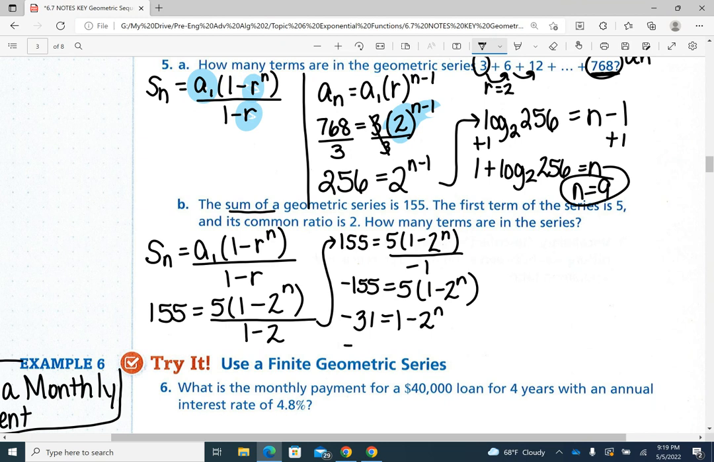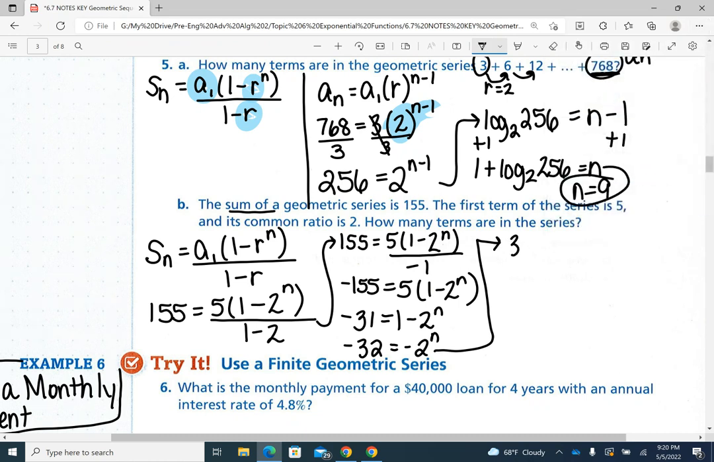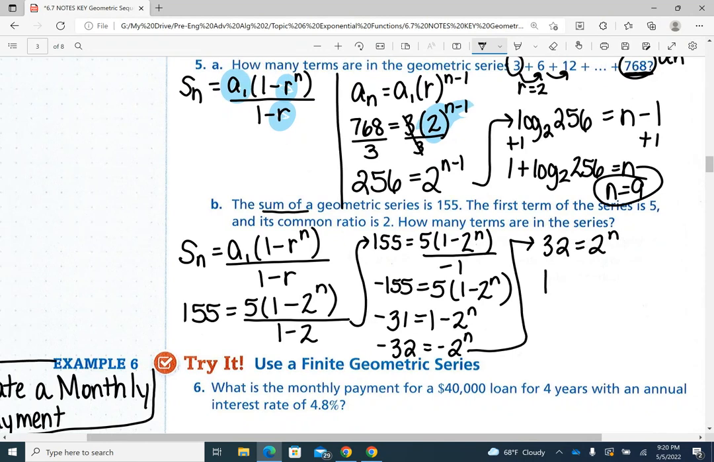Subtract the 1 on both sides, negative 32 equals negative 2 to the n. And I'm not quite ready to take the log of both sides because I've got to get a positive number here, so I'm going to divide everything by negative 1. So that I have positive 32 equals 2 to the n. To solve for the n, I can rewrite in log form. Log base 2 of 32 equals n. Type that into your calculator and you'll know how many terms there are in the series.